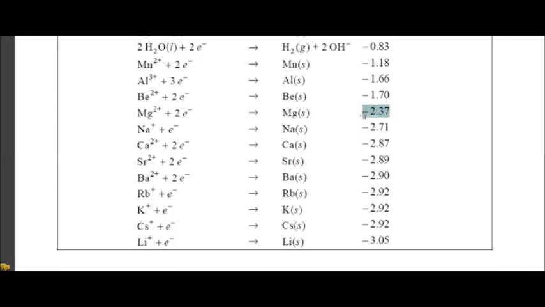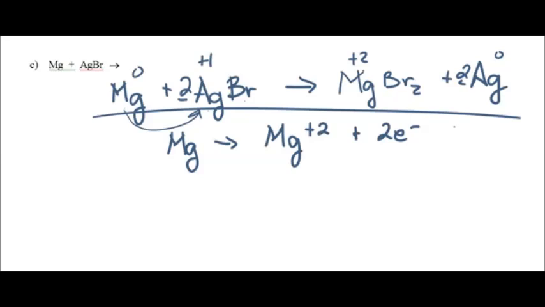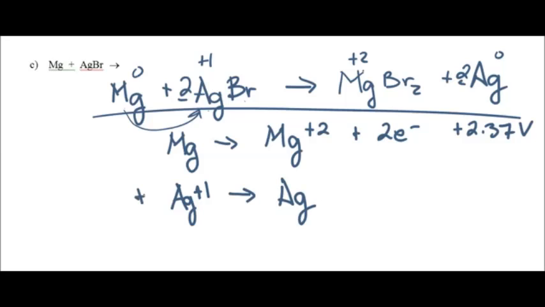Magnesium right here. When it's reduced, it has a negative 2.37, but it's being oxidized in this example, so a positive 2.37. And the silver, that has a +1 charge, going to solid silver, means that it is gaining an electron. Again, make sure the charges add up on both sides.